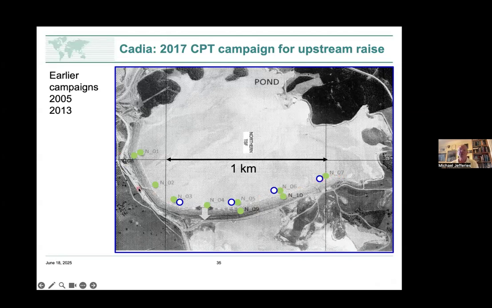And again, we're building on earlier campaigns. We had a campaign in 5 and a campaign in 13. This is tests in 17. And that's not unusual. In fact, I'd say it's usual.